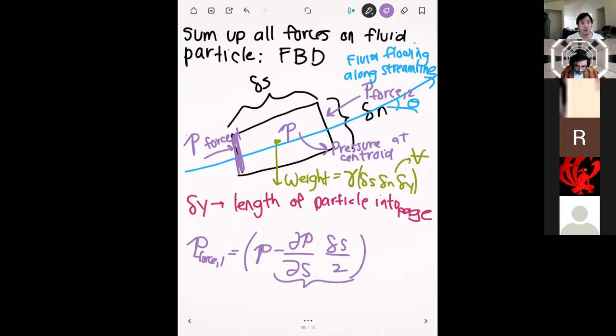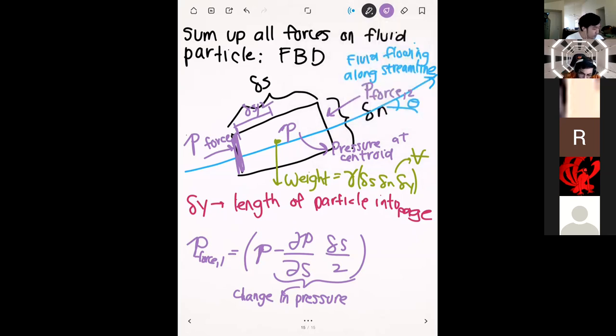You're probably wondering why we don't just use P. P is the pressure of the particle, but because we have a moving fluid, the pressure changes all throughout the fluid. So this quantity represents the change in pressure that occurs from moving from the centroid of the object to the left side of the particle. As we move from the centroid to the left, we move a distance delta S over 2. To get the pressure difference, we multiply the derivative of the pressure with respect to the streamline coordinate, dP dS, by the distance, delta S over 2.